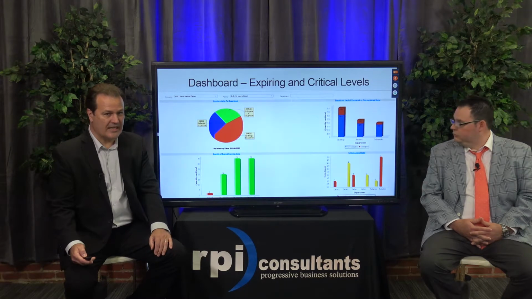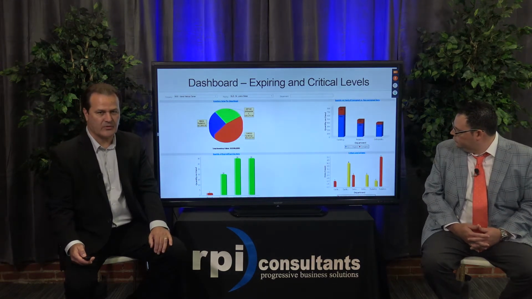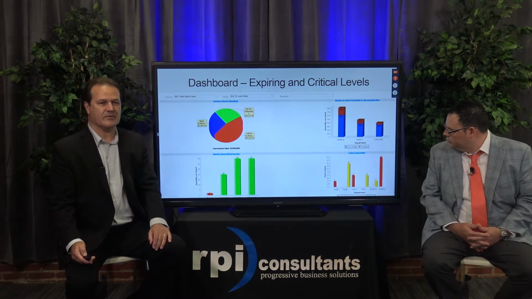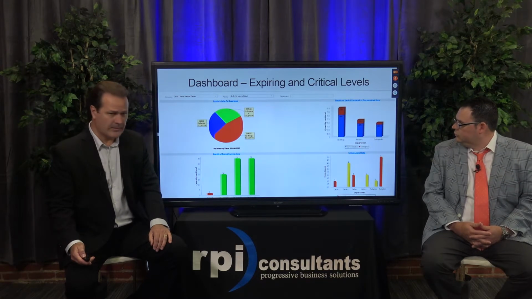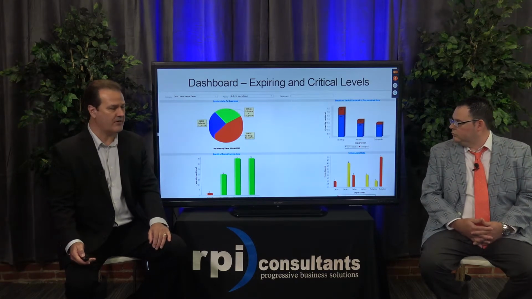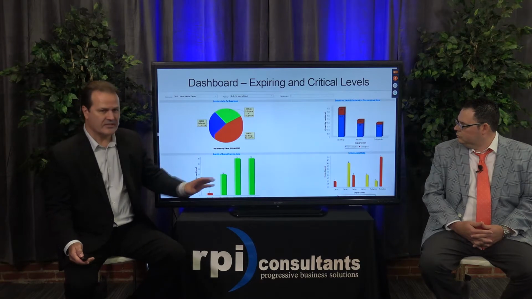And also with dashboarding. So again, I just want to give you a quick example. Obviously, you can run any type of the dashboards to be able to have this. And this is just an example of expiring critical levels of inventory that you need to know.